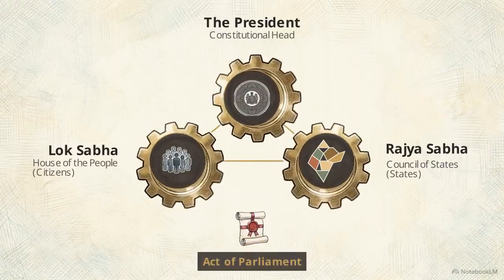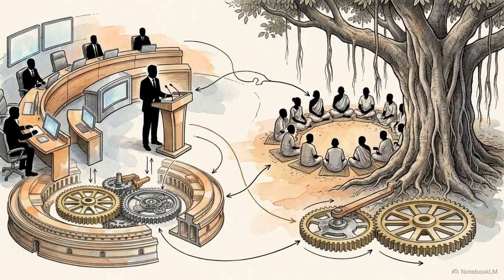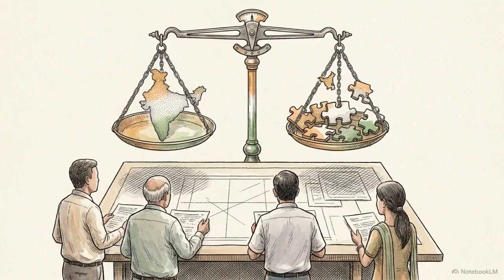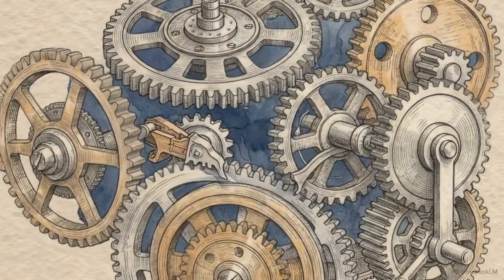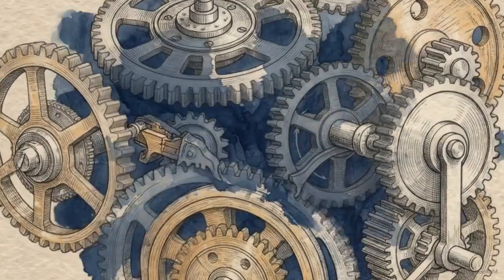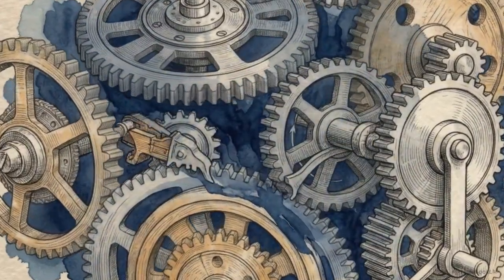These same democratic principles drive the smaller governance systems in your own life, from city municipalities to village panchayats. Students should evaluate how effectively this machine maintains its balance, protecting national unity while respecting regional diversity. Parliament is a massive, complex engine, but as future voters, your informed participation is the only fuel that keeps it running.